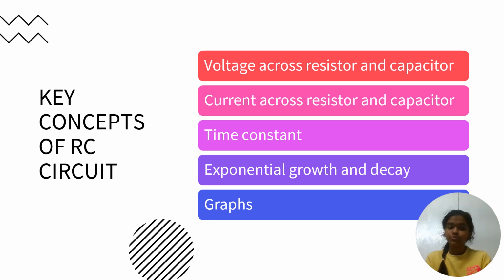The key concepts involved in an RC circuit are voltage across resistor and capacitor, current across resistor and capacitor, time constant, exponential growth and decay, and graphs.